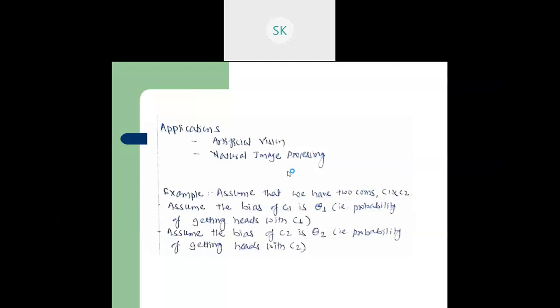A very simple example is taken for better understanding. For a coin, the probability of head and tail without bias is 0.5 each. For each coin we are giving some notation: coin 1 will be C1, coin 2 will be C2. Assume the bias of C1 is theta 1, the probability of getting heads. Similarly for C2, theta 2 is the probability of getting heads.